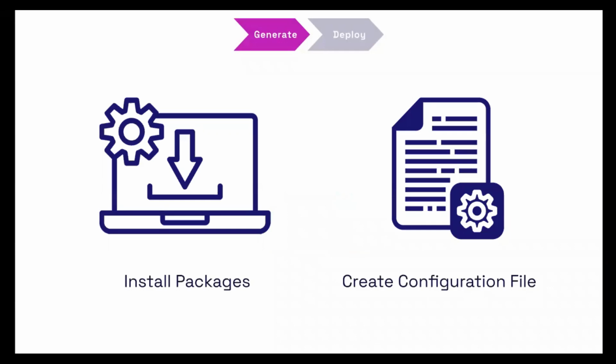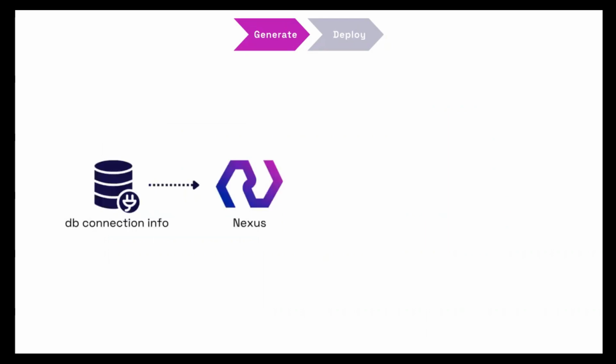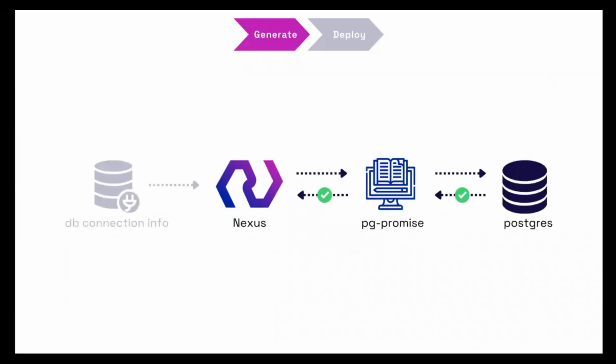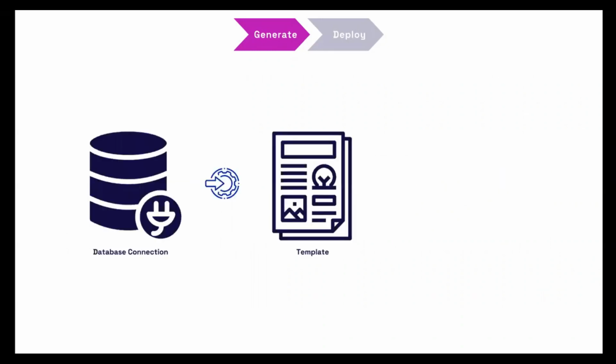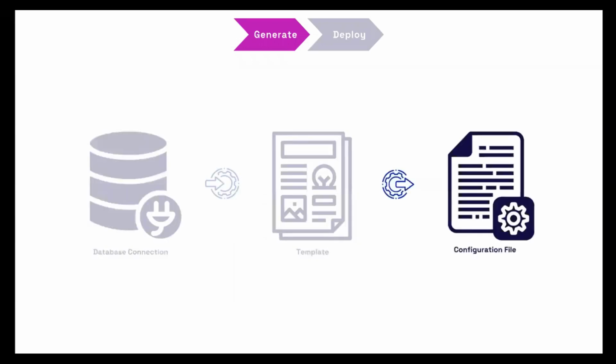When a user interacts with the Nexus command line tool, they start by entering the init command. Behind the scenes, this command first installs necessary GraphQL Mesh packages and creates a configuration file in the user's current working directory. Nexus prompts the user for a Postgres connection string, which is then validated by using the PG promise library to make a connection to the database. The validated database connection information is then passed to a template where we format it for the user into valid YAML and then supply it to the configuration file.